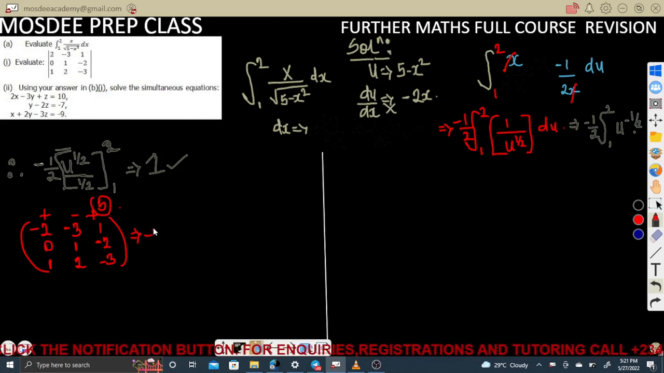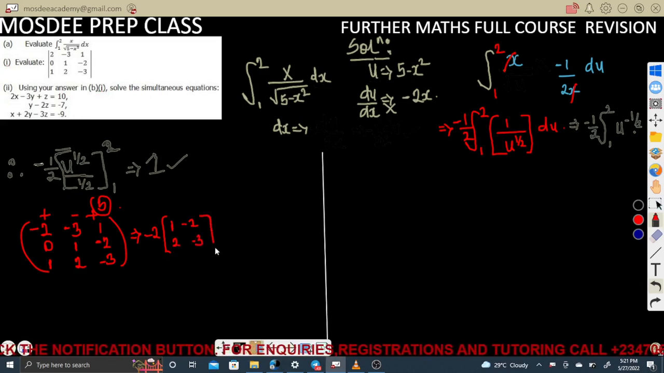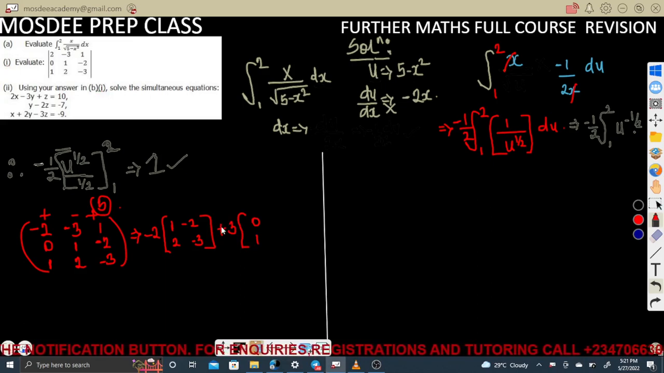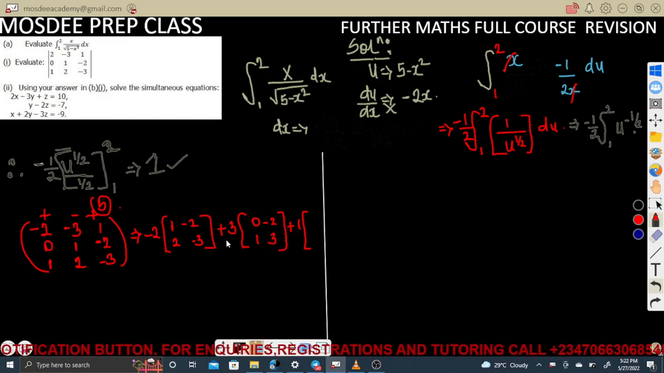Remember, minus 2 will take the time. I'm not going to solve this fully. 1, -2, 2, -3. You know that minus times minus is why I'm writing plus here. 3 is going to take the factor of 0, 1, and I think this is common among secondary school: 0, 1, -2, 3. So we have -2, 3. And the third one is the last value here, this plus 1. That is 1, 1. That is 0, 1, 1, 2. So you take it from there.